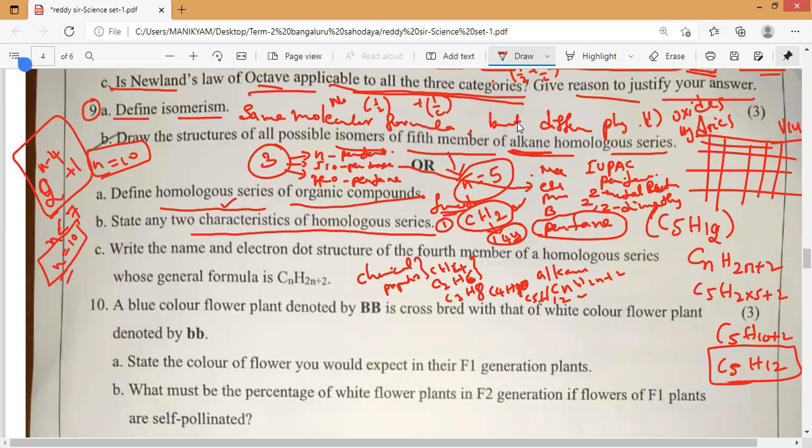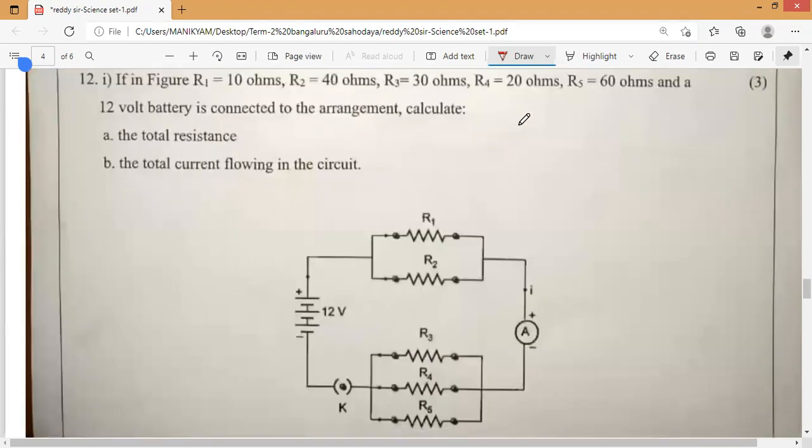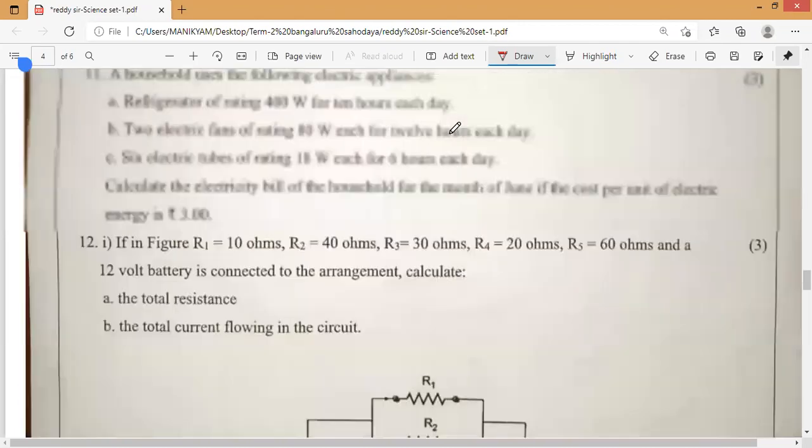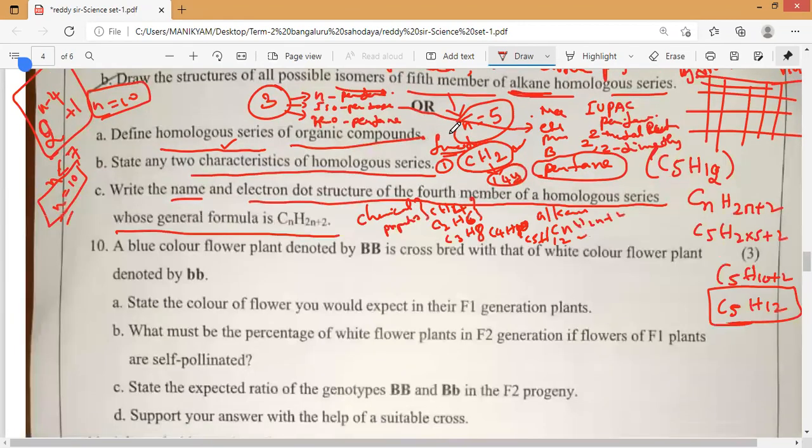Next, write the name and the electron dot structure of the fourth member of the homologous series whose general formula is CnH2n plus 2. So let me see. Yes, C4H10. Very good. That is what we want. We must be able to understand that the question is not coming directly. In the exam, they may ask, suppose, draw the structure of butane. Everybody can draw that. But here, they are asking indirectly. Understand, Kavya? Harini? So they are asking for the fourth member of a homologous series whose general formula is CnH2n plus 2.